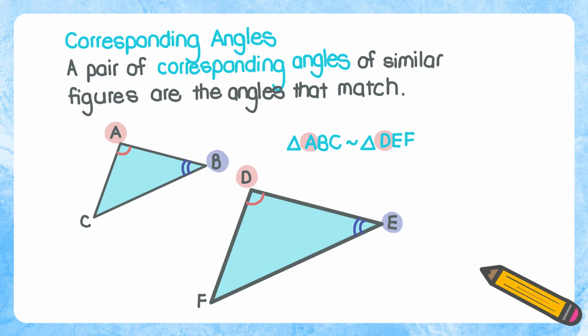Angle B and angle E are also a pair of corresponding angles. Notice how their positions match up. In the similarity statements, both B and E are the second letters of each triangle. Finally, angle C and angle F are also a pair of corresponding angles. Again, their positions match up. We also notice that they are the last letters when we look at the similarity statement. So looking at the similarity statement helps us easily find pairs of corresponding angles.